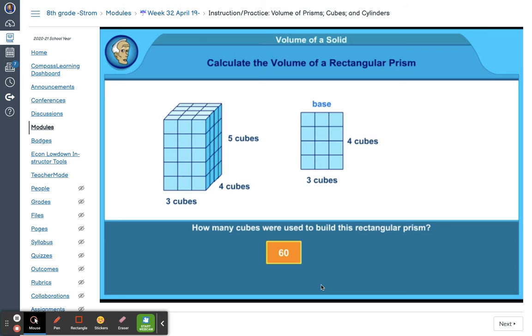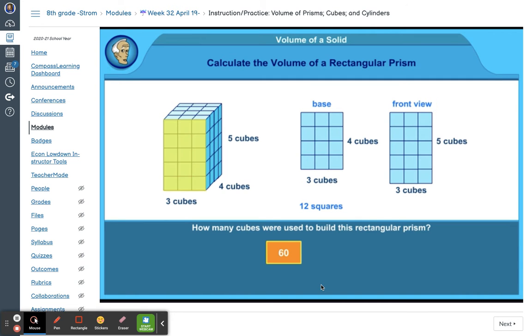If we look at just the base of the prism, we see that it measures a 3 by 4 area equal to 12 squares. Turning to the front view, we see that the 12 squares are stacked 5 layers tall. 5 times 12 is 60, the number of cubes used to build the prism.